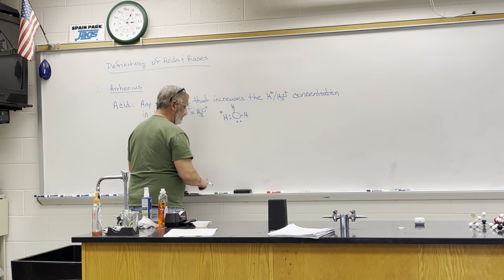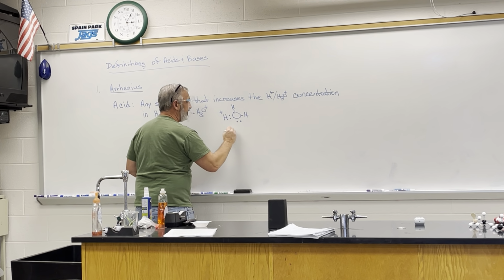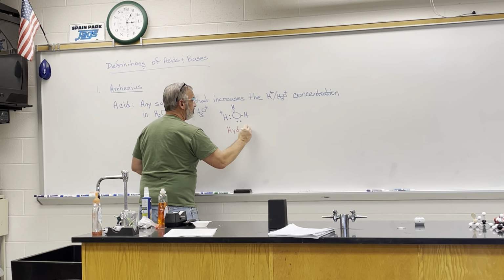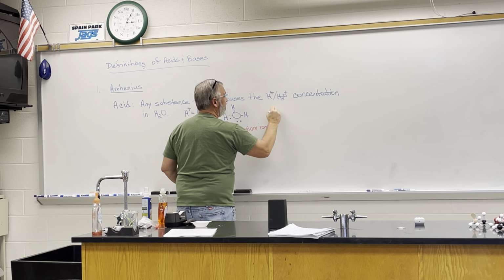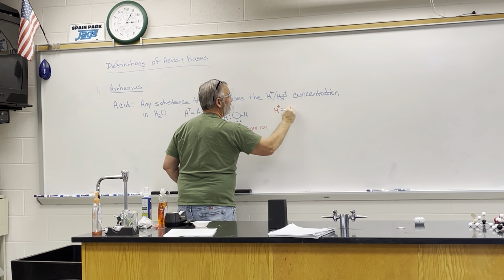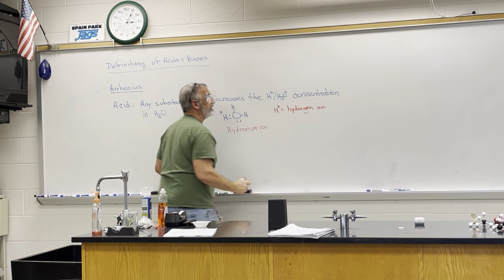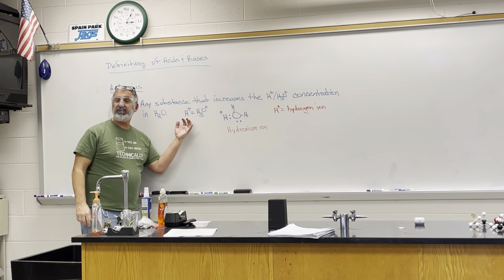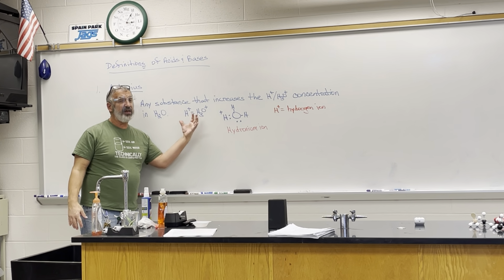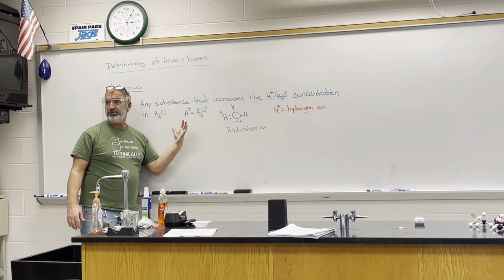Does anybody remember the name of the H3O+ ion? Hydronium. That's the hydronium ion. H+ is simply the hydrogen ion. You can use H+ and H3O+ interchangeably, synonymously. The pH is the negative log of H+ or the negative log of H3O+. It doesn't matter which form you use. Okay?